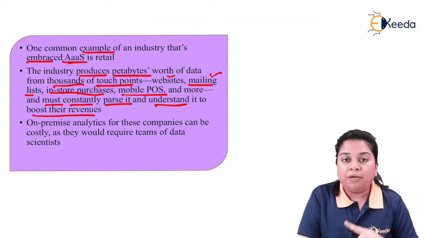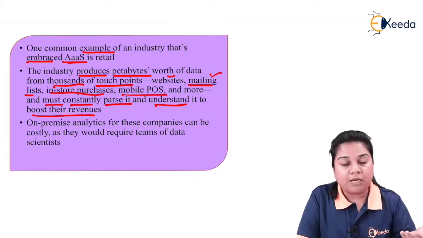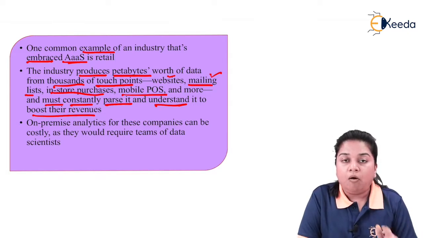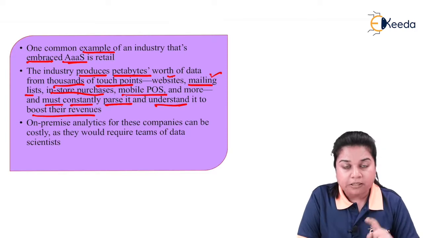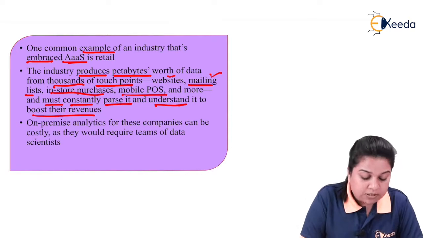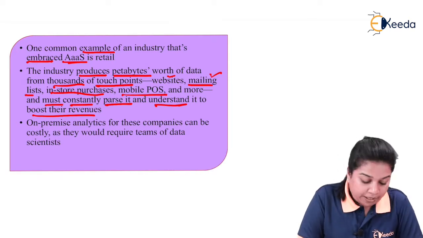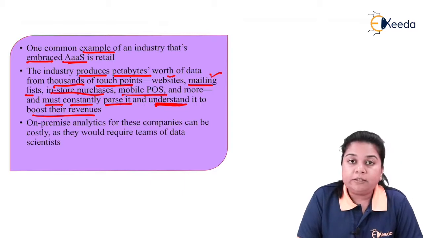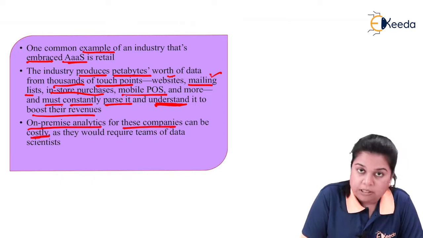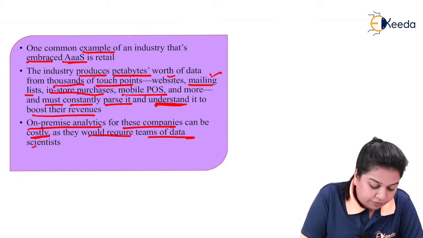Then the payment option: if I am paying with cash, then they have that particular panel, and they'll generate the invoice for me from that. Or if I'm paying with the card, then they have that mobile POS, and the transaction is done. So all these things need to be completely parsed, and then they have to understand it to increase their revenues, how customers work, how they have to deal with them, and how they can generate more revenue out of that. On-premise analytics for these companies can be costly, as they would require teams of data scientists.